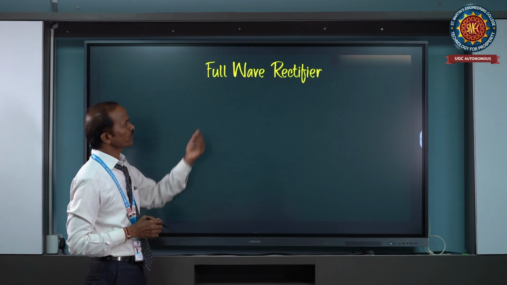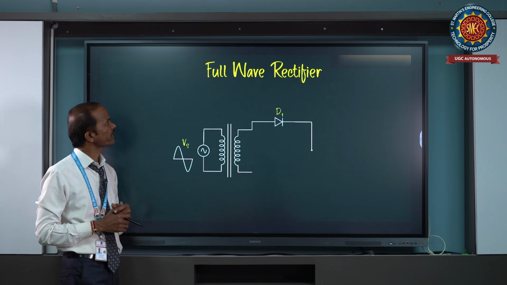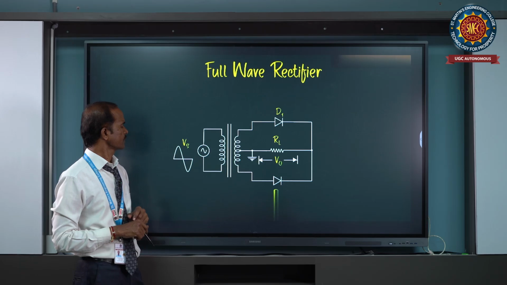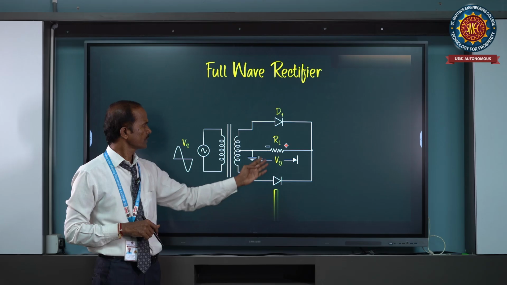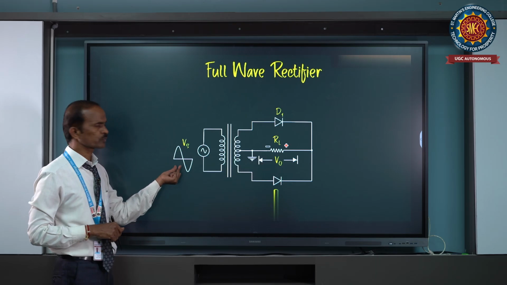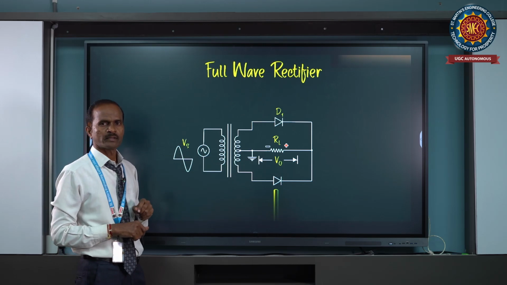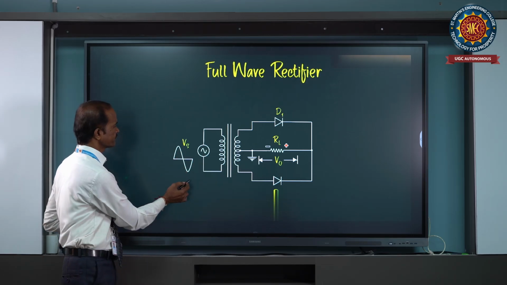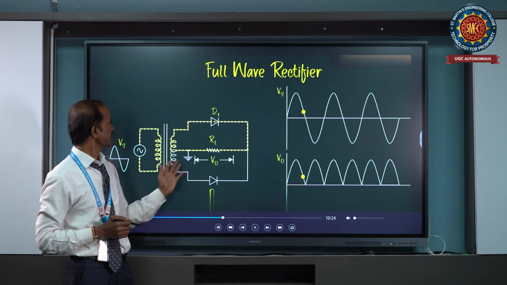Right. Next, coming to the full wave rectifier. Now we are going to see the entire operation of a full wave rectifier with the help of an animation diagram. See, it has one center tap transformer, diodes D1 and D2, then load resistor RL and output voltage V0. This is the input voltage, represented as Vs, right? Next, we are going to see the animation. See, this is the animation picture.